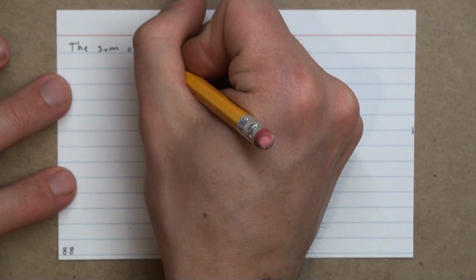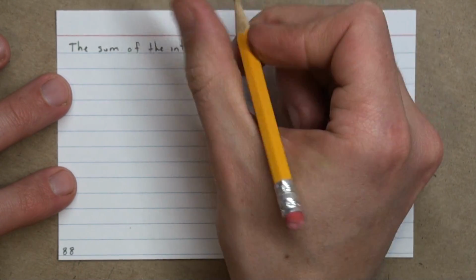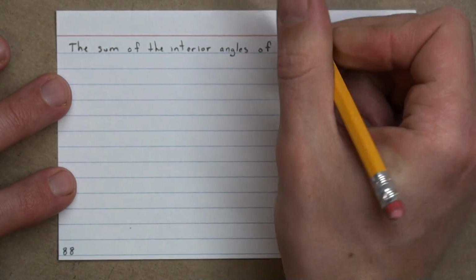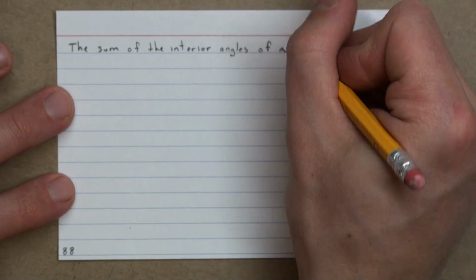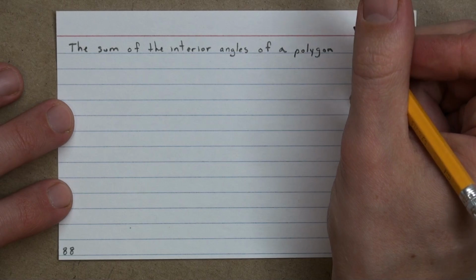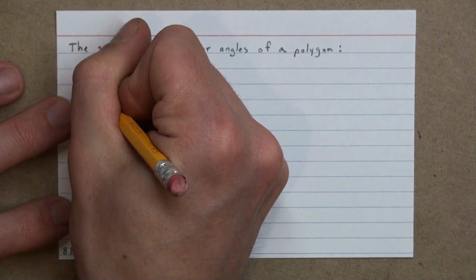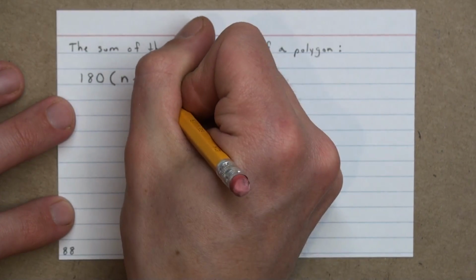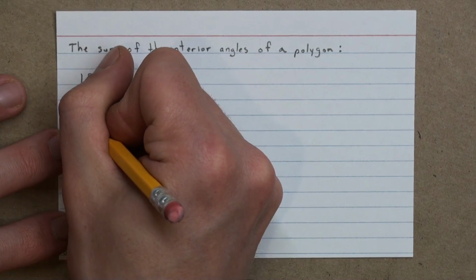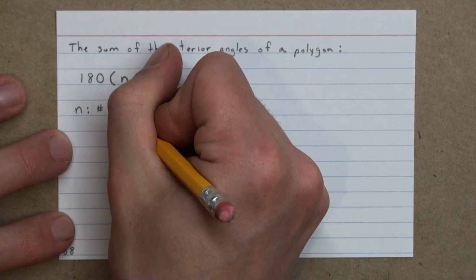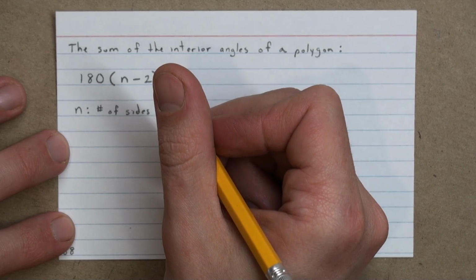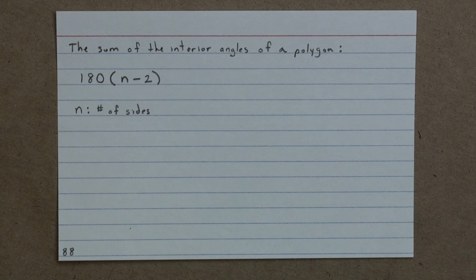The sum of the interior angles of a polygon is 180 times n minus 2, where n is the number of sides. All right? And second.